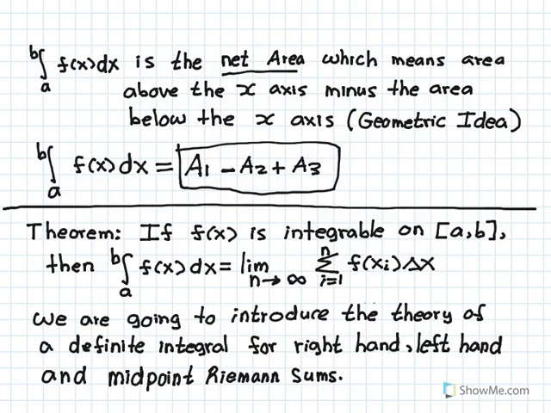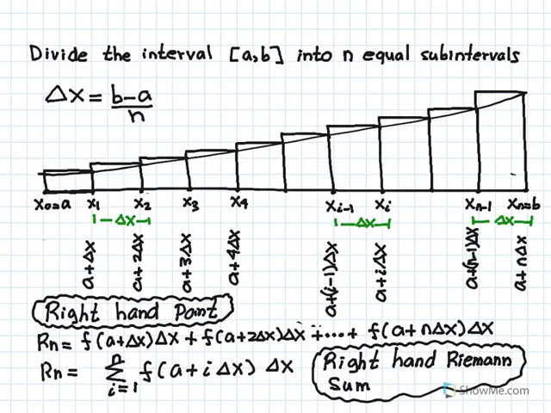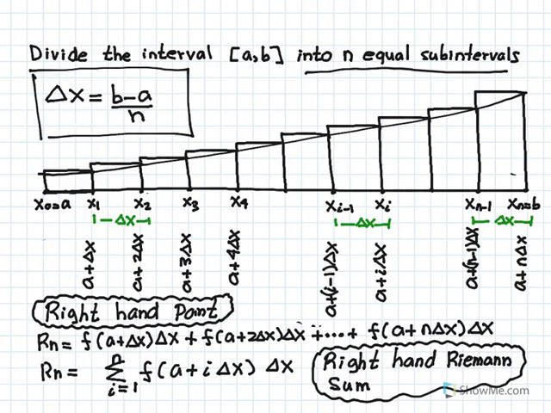So let's go over another theorem. If f of x is integrable on [a, b], then the integral from a to b of f of x dx is given by the limit as n goes to infinity of the summation from i equals 1 to n of f of x_i times delta x. We're going to introduce the theory of a definite integral for right-hand, left-hand, and midpoint Riemann sums. So here we have a diagram, and we divide the interval [a, b] into n equal subintervals. And that's given by delta x equals (b minus a) over n.